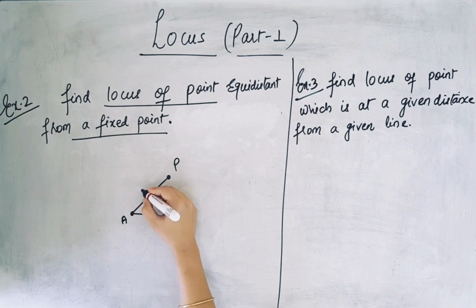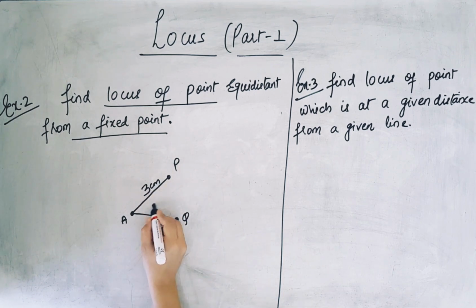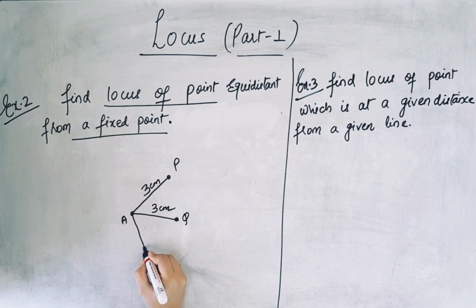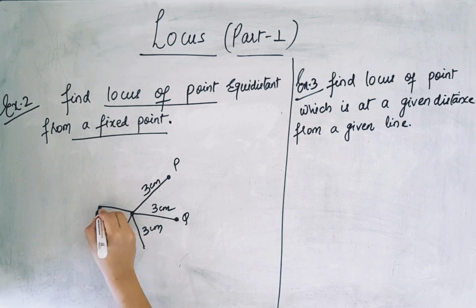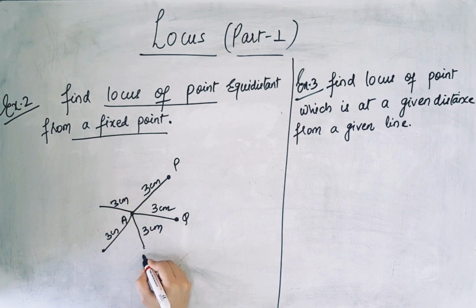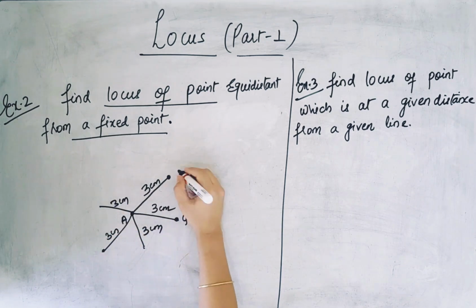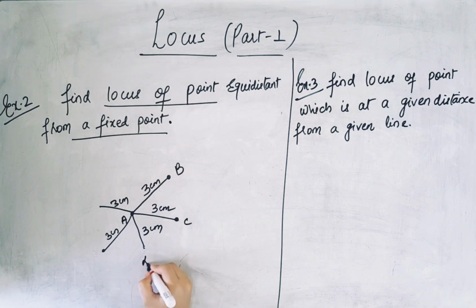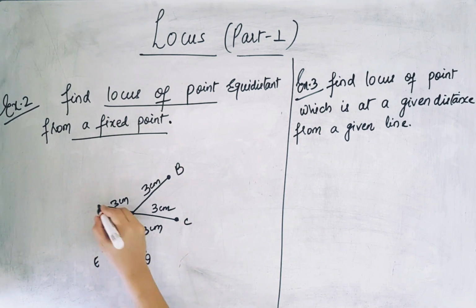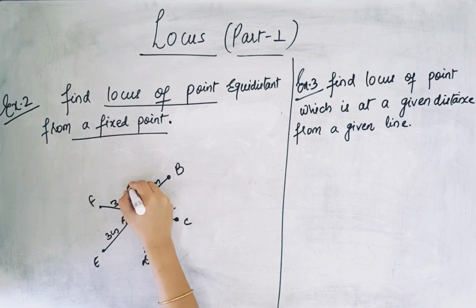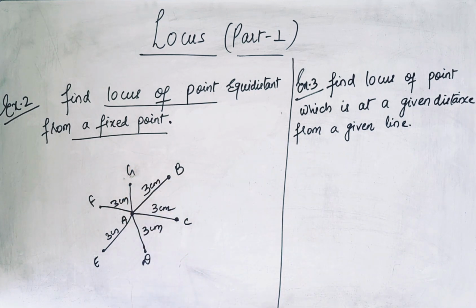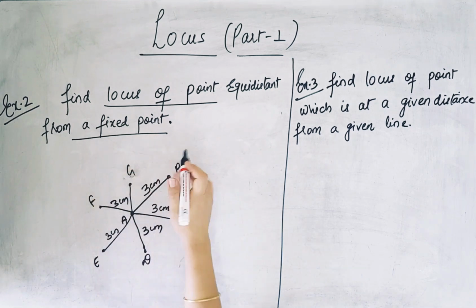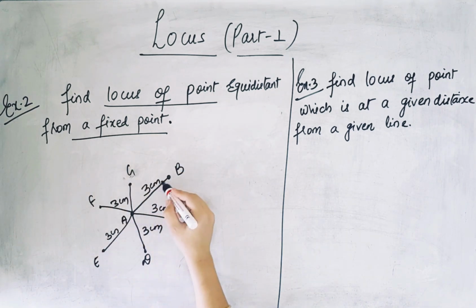Let's suppose I have taken a distance of 3 centimeter. Here also 3 centimeter I have drawn a line. Here also I have taken 3 centimeter and here also I have taken 3 centimeter. This is also 3 centimeter and I have named the points. Let's suppose this is point B, C, D, E and this one is point F. Okay, sorry, this one is point G. Now we have satisfied the given condition. The condition was we have to find the locus of a point. These are points which are equidistant from a fixed point.